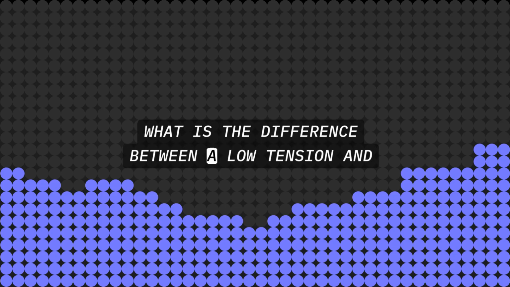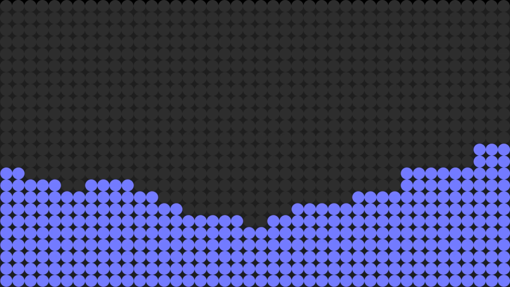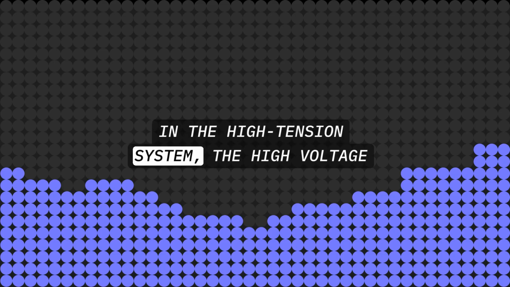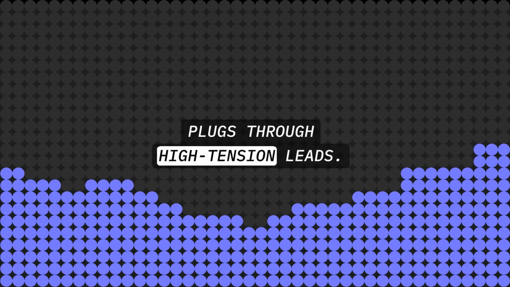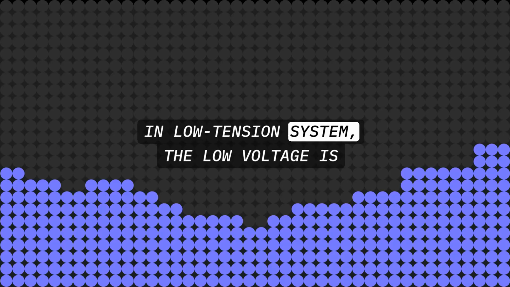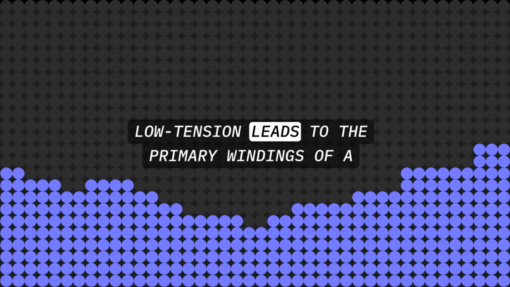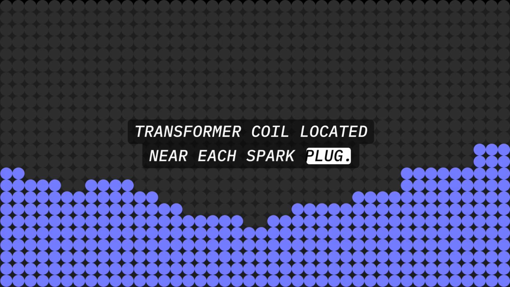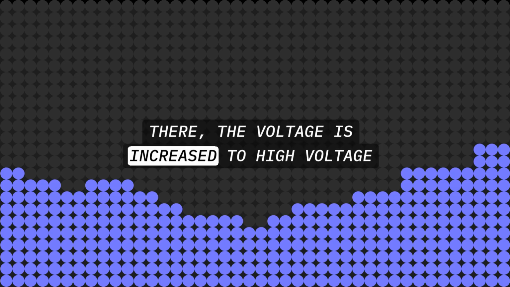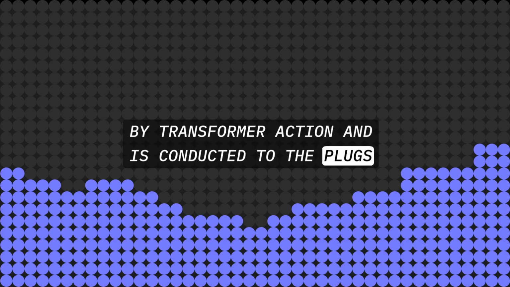What is the difference between a low tension and a high tension ignition system? In the high tension system, the high voltage is generated in the magneto and flows to the plugs through high tension leads. In a low tension system, the low voltage is generated in the magneto and flows through low tension leads to the primary windings of a transformer coil located near each spark plug. There, the voltage is increased to high voltage by transformer action and is conducted to the plugs by very short high tension leads.